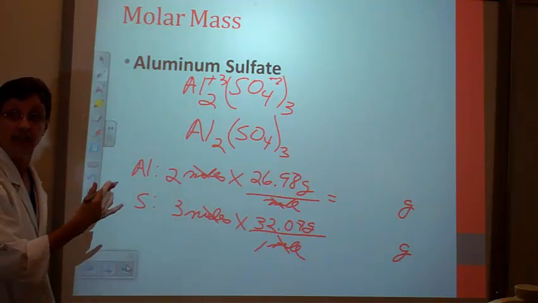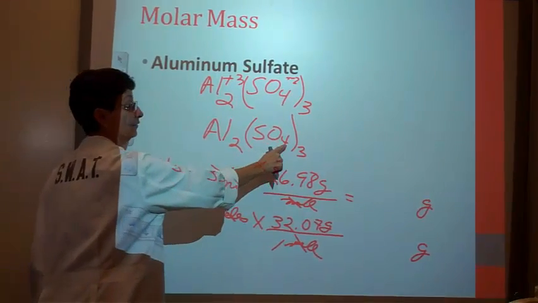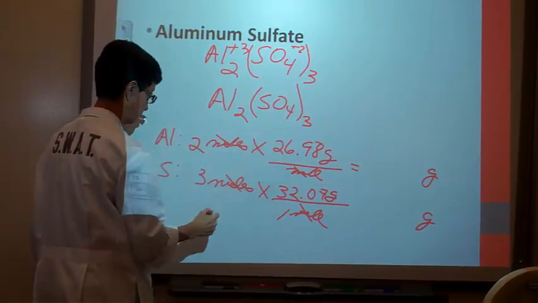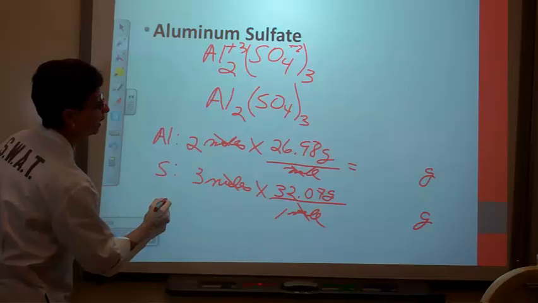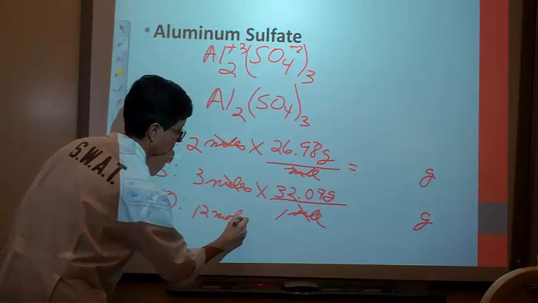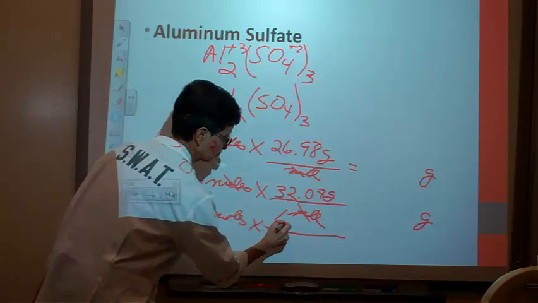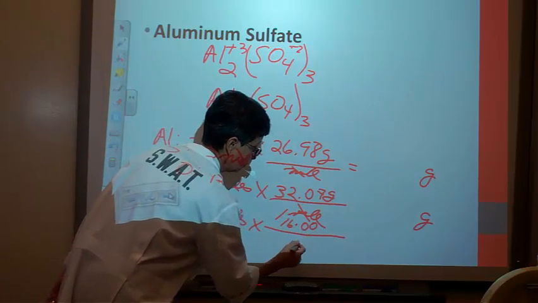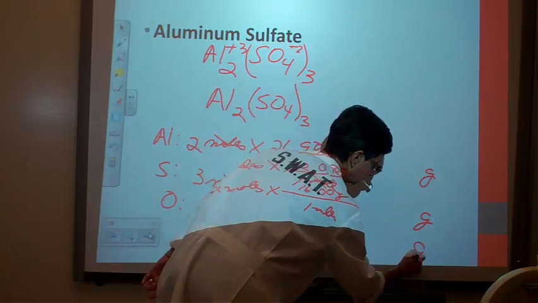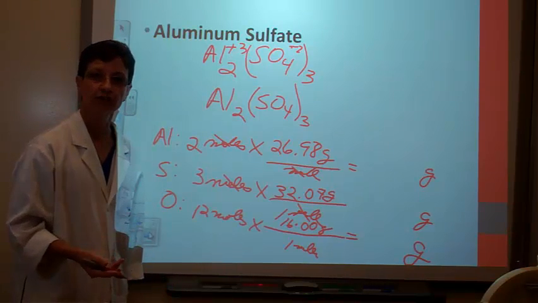And finally, I'm going to calculate the mass of oxygen. I have 4 oxygens, but 3 in total. So 4 times 3 is 12. So I'm going to say oxygen, 12 moles times the molar mass of oxygen, which is 16.00 grams per 1 mole. Pause and do your calculations.